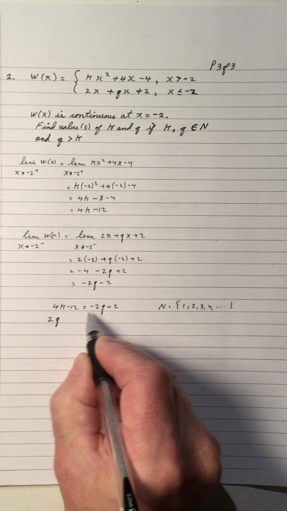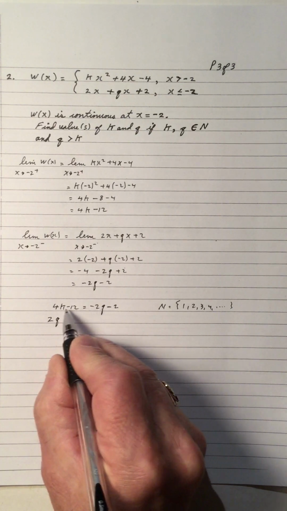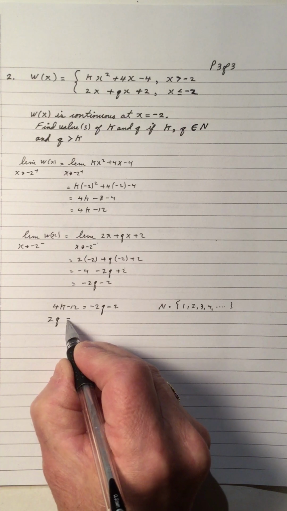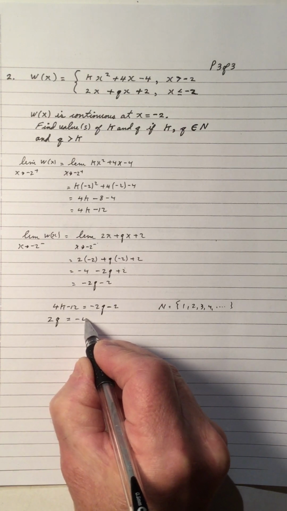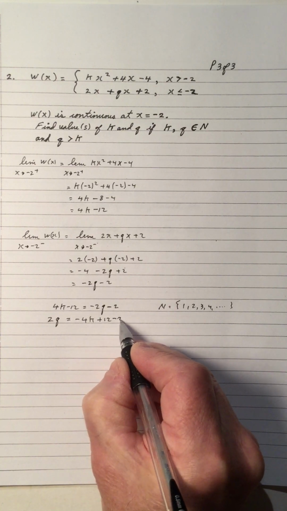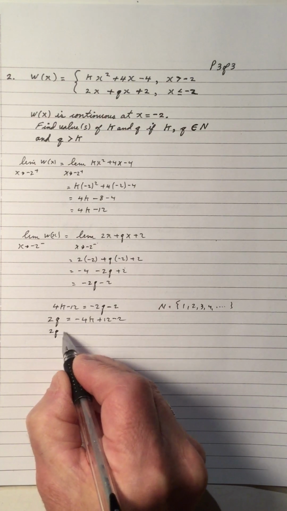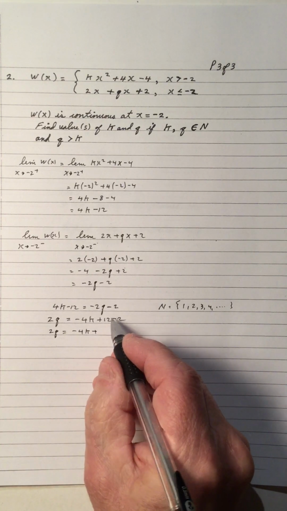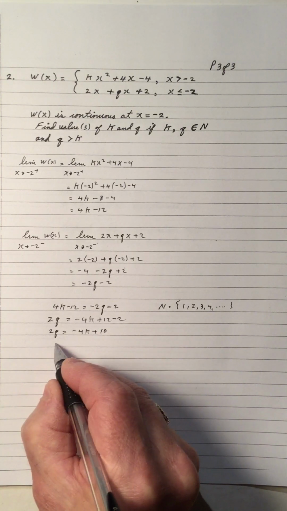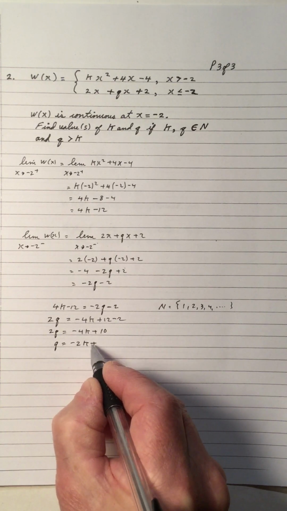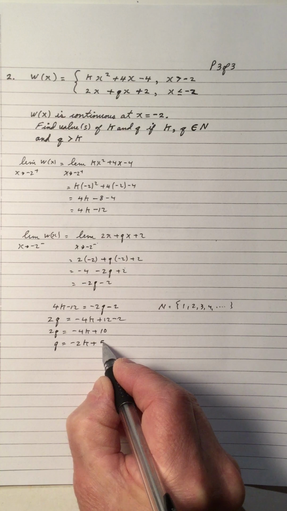The reason I'm solving for q is because 2 will divide into 4, 12, and 2. So move the q over to the left, move the k to the right, and move the 12 to the right. And when I do, I'll get -4k + 10. So divide by 2: q equals -2k + 5.